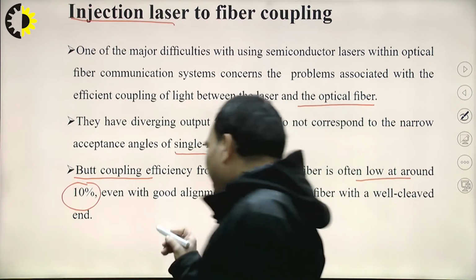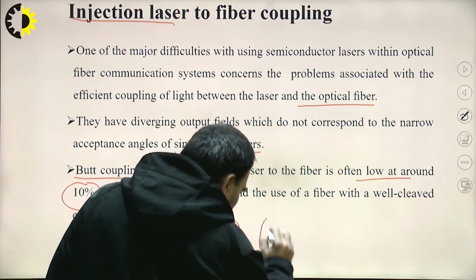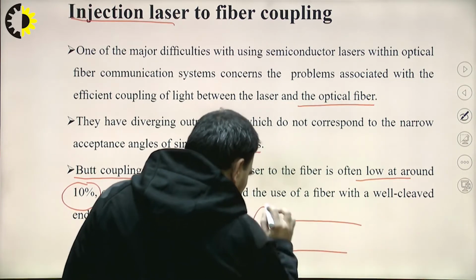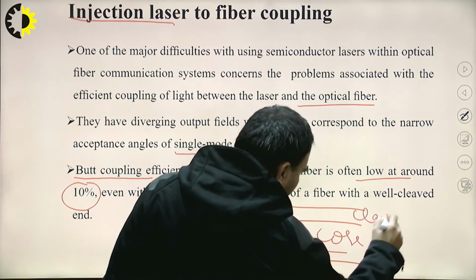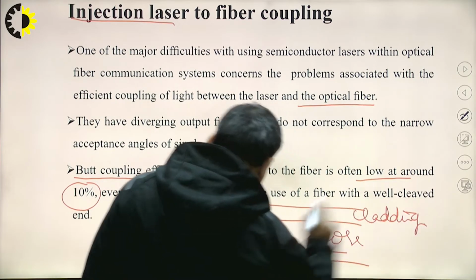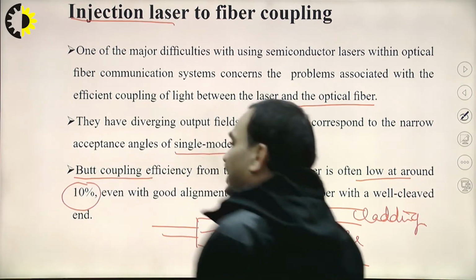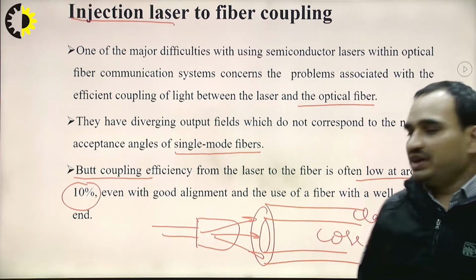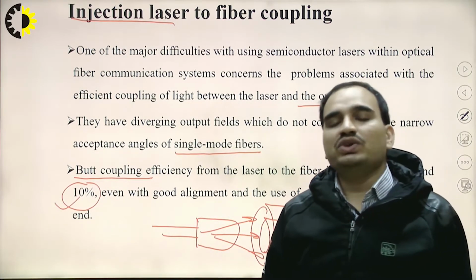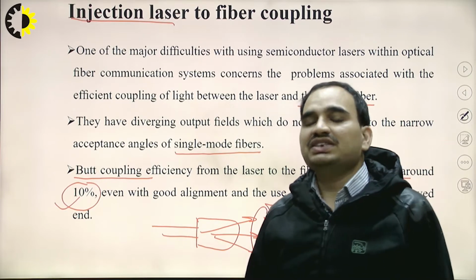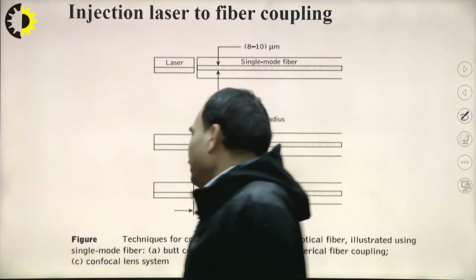If you directly place any source near the fiber having the core and the cladding, this type of arrangement is known as the butt arrangement. But as we have seen, this butt arrangement has an efficiency of only 10%. This means it's an inefficient technique. So let's see, there may be different techniques.